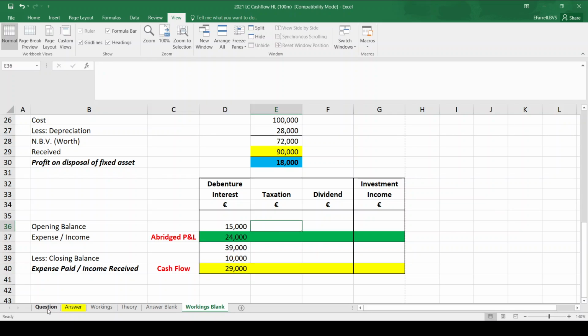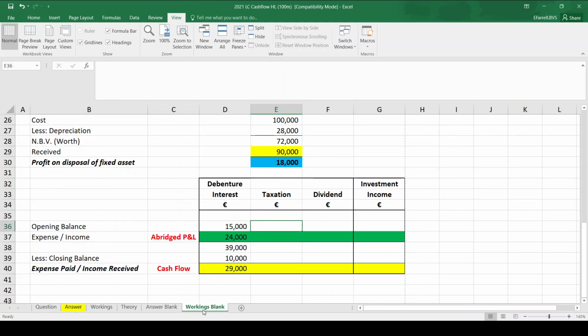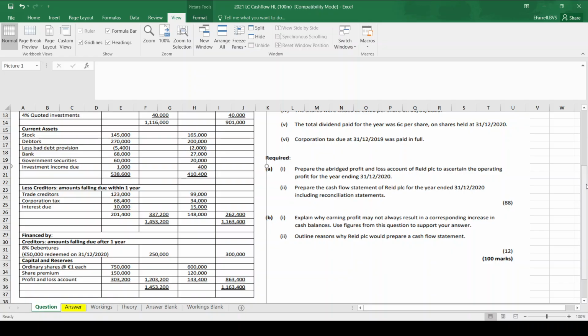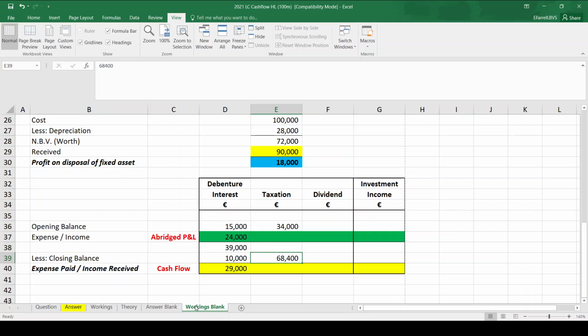Tax note is going to be similar. Opening balance is 34, I owed at the start, and 68,400 at the end. Now, what does it say about taxation here in the notes? It says the tax due at the end of 2019 was paid in full. So what tax was due at the end of 2019? This is 2019, 34,000 was due, so that was paid in full. So if I go back to my workings, for paid, I'm going to put in 34,000.